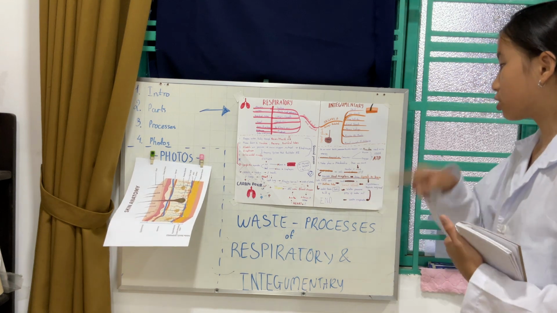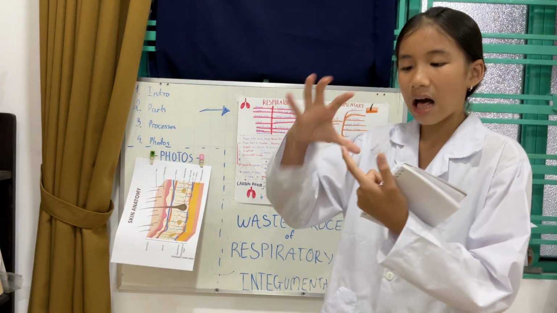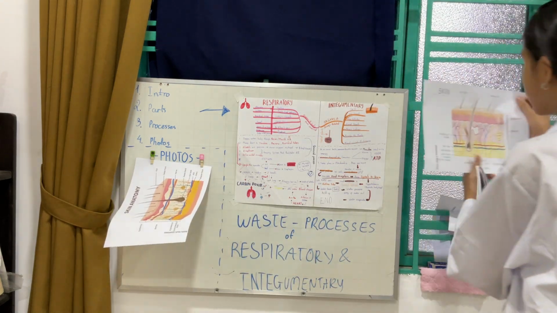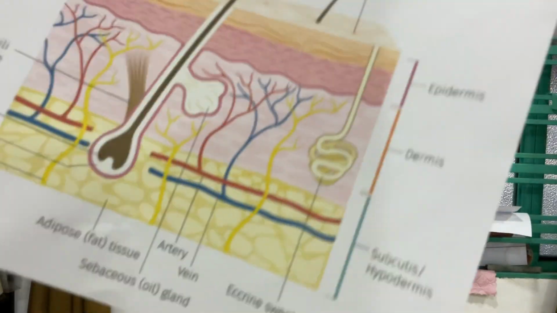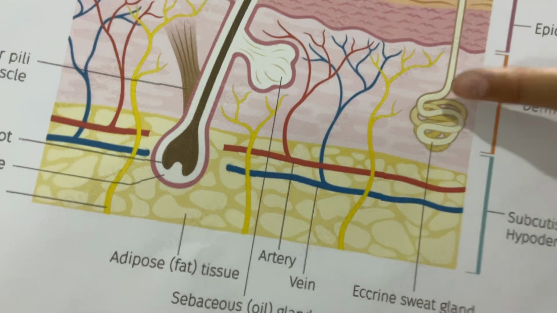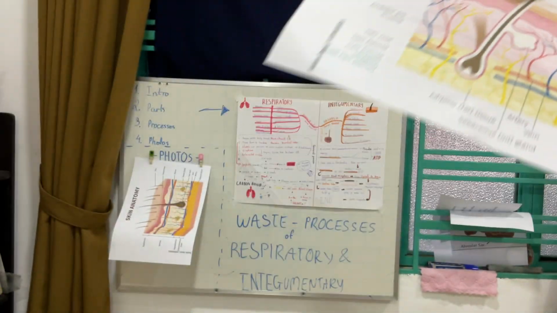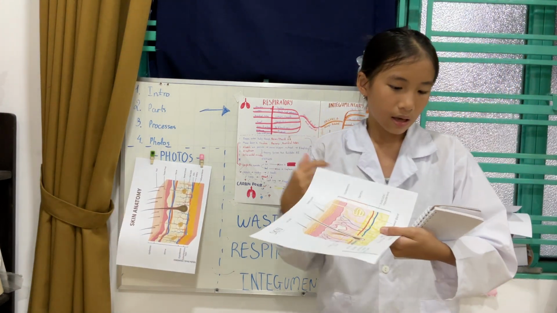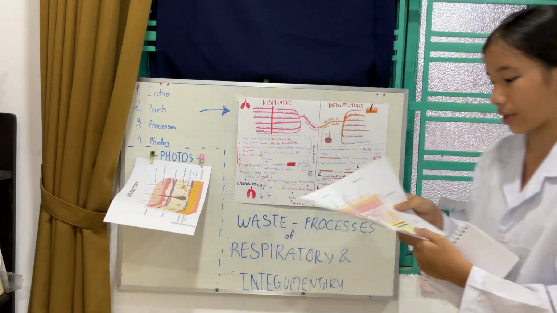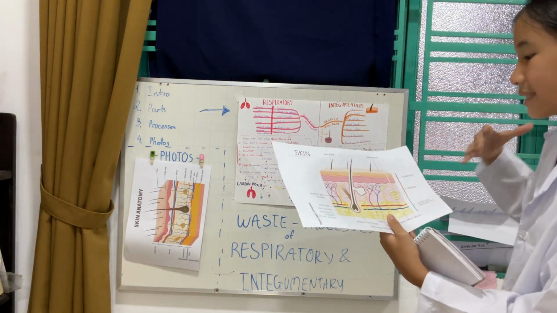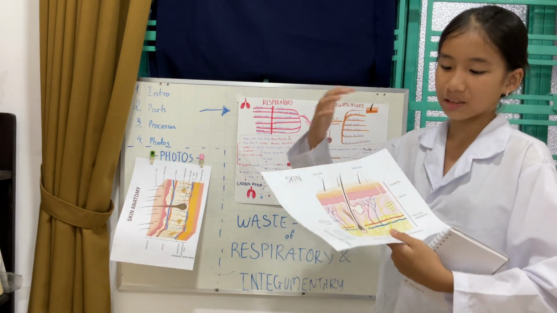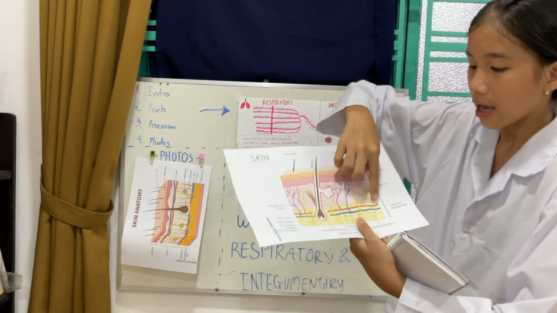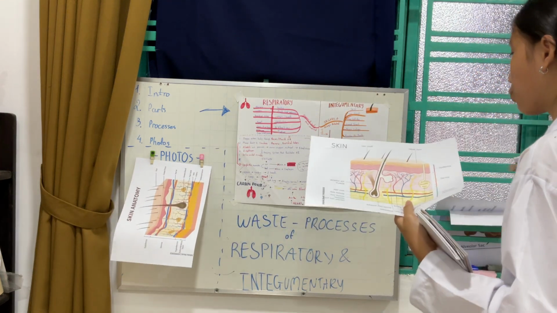Then it will send signals to the sweat glands, and the cells around our sweat glands. As you can see, here is the sweat gland, the spiral part here. Around that sweat gland will be chloride and also sodium. The skin cells will push those two things, sodium and chloride, into the sweat gland.